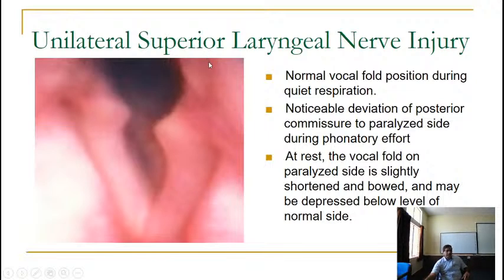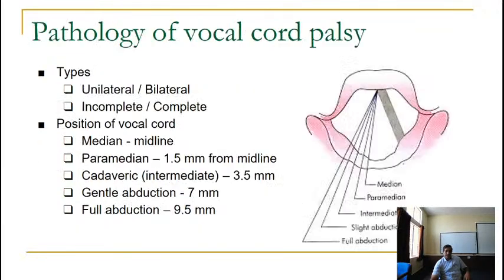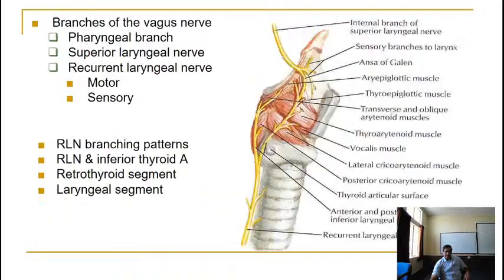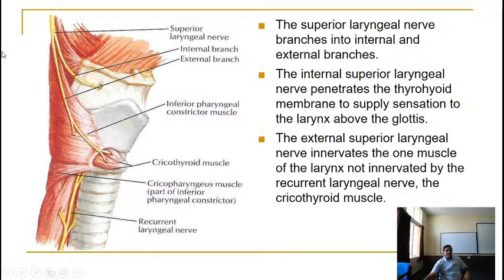The internal laryngeal is purely sensory. Sensations of the larynx just above the glottis region. But the external one is the one which supplies the cricothyroid muscle. Let's go back to that and just show you. See, this is the one. So if this nerve is affected here, or if this nerve is affected here, one side, or if the nerve is affected here, all these three conditions can be easily interpreted.